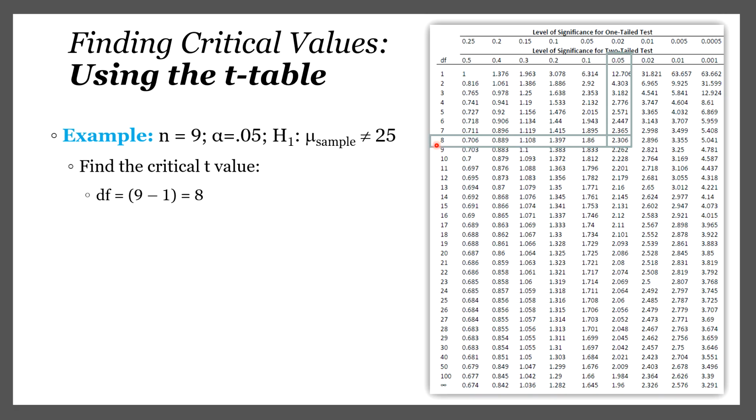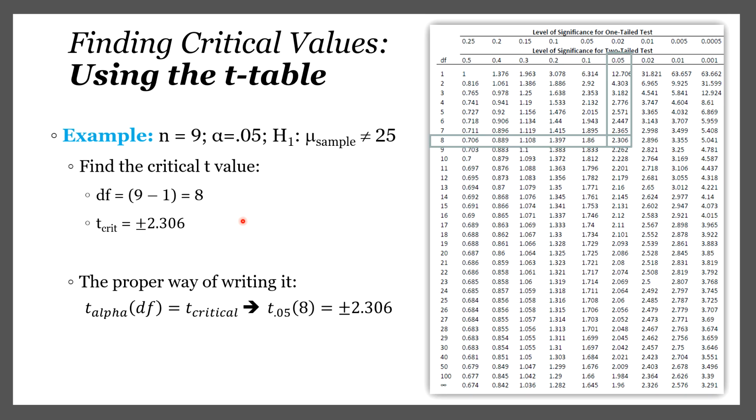And so that's going to be our row. And the column will be a two-tailed alpha value of 0.05. So right there. And that gives us a critical value of 2.306. But remember, because it's a two-tailed test, there are actually two critical values, a positive and a negative, so plus minus 2.306. And writing it the fancy way, T subscript 0.05, that's our alpha, parentheses DF equals plus minus 2.306.